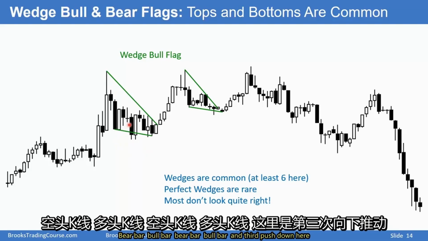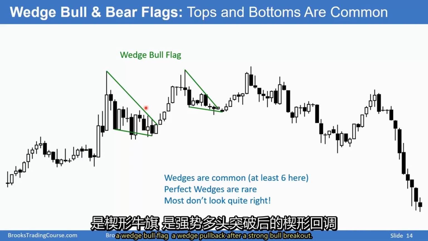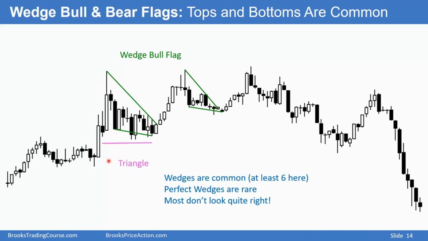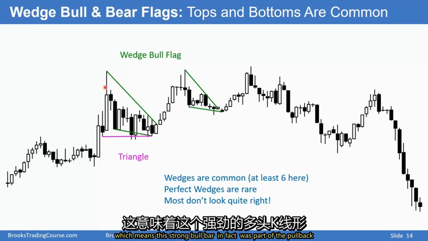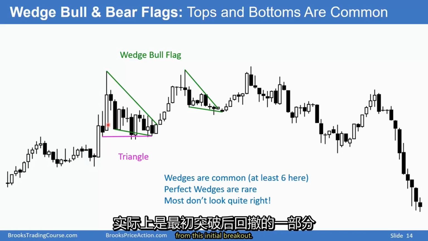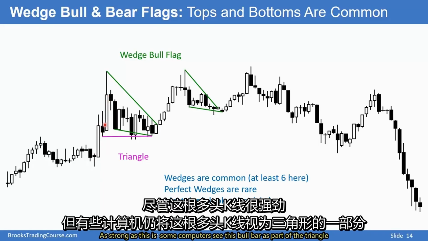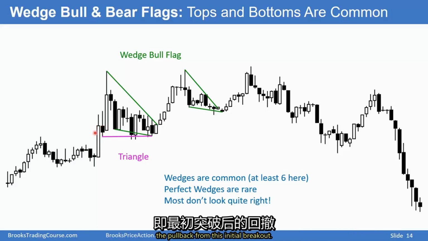Bear bar, bull bar, bear bar, bull bar, and 3rd push down here, a wedge bull flag, a wedge pullback after a strong bull breakout. If you want, you can call it a triangle and say the first push down was here, which means this strong bull bar, in fact, was part of the pullback from this initial breakout. As strong as this is, some computers see this bull bar as part of the triangle, the pullback from this initial breakout.